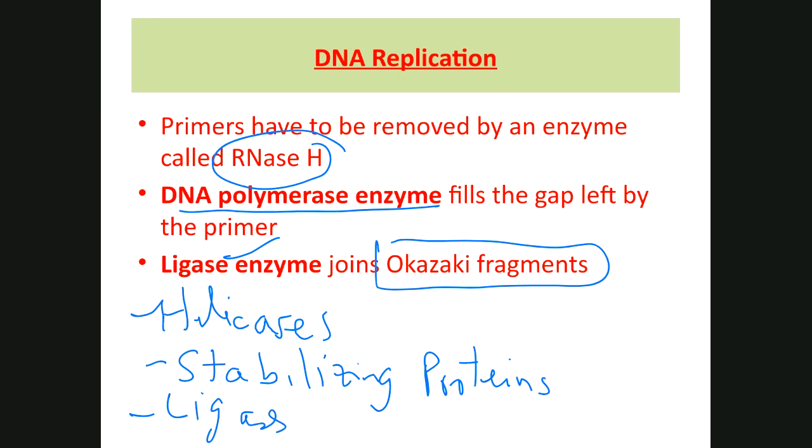Okay, so we need DNA polymerase, that's the anabolic enzyme. We need the primase to make the primer. We need helicases to unwind the helix, stabilizing proteins to keep the two strands apart. We need RNase H to remove the primers. We need ligases to glue the fragments together.